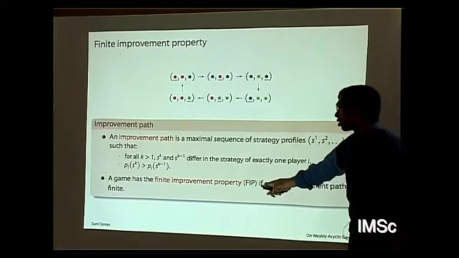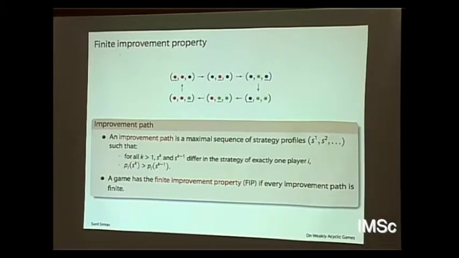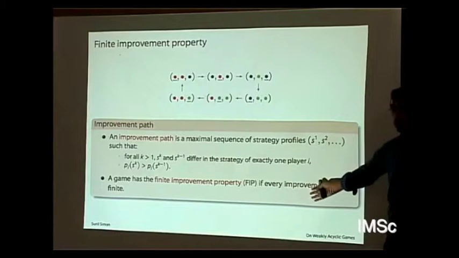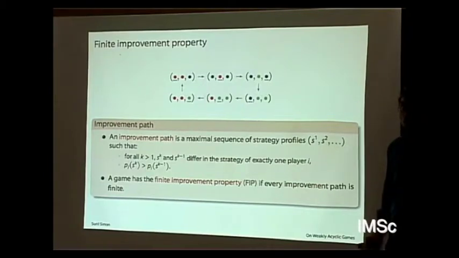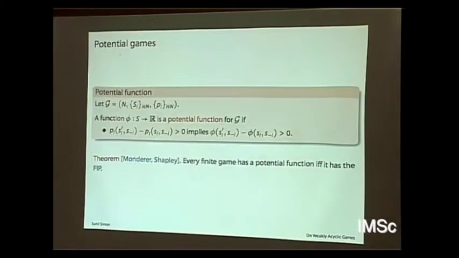Okay, so it's clear that not all games have this property. So it's like a restricted subclass of games. So immediately there are two questions which you can ask. How do you actually show that a game has this property? And secondly, are there natural classes of games which have this property? Okay. So let's look at the first question. How do you actually show that a game has this finite improvement property?